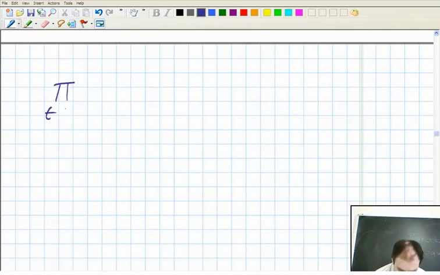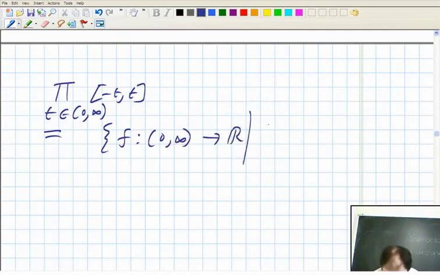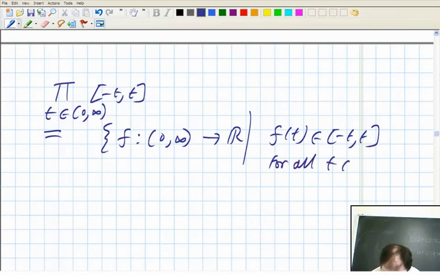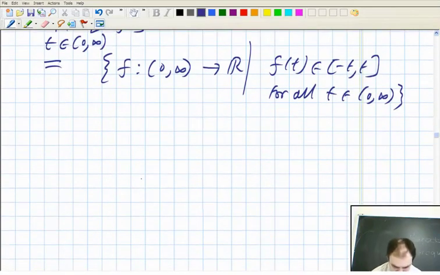So let's have another look at that example. Product over t in the positive real line of minus t, t is those functions f from the positive real line to R such that f of t is in minus t, t for all t in naught infinity, and now you can sketch what a function that's in there looks like.